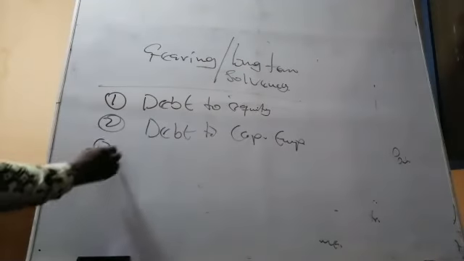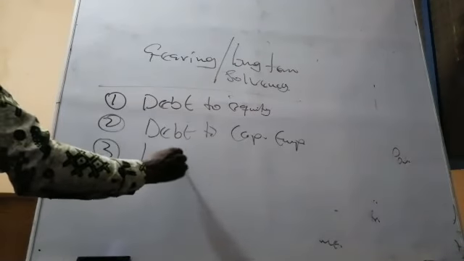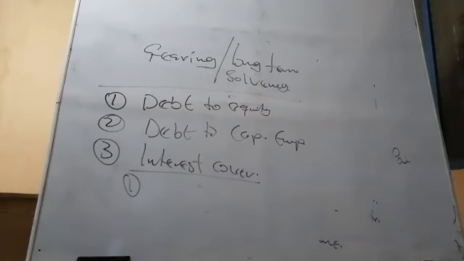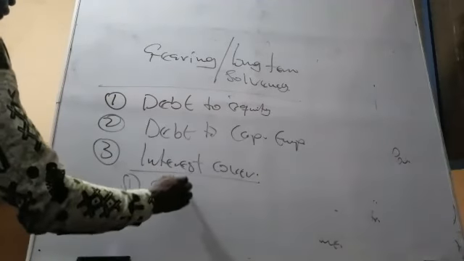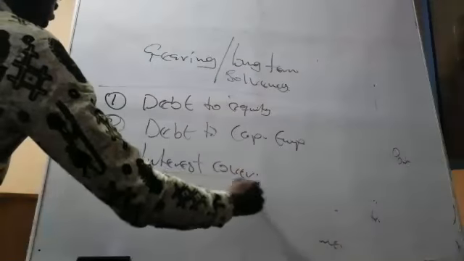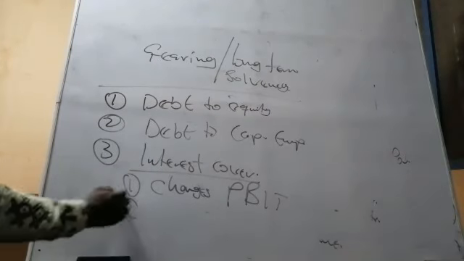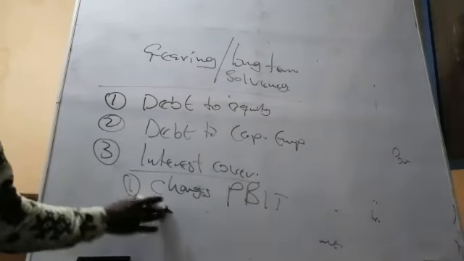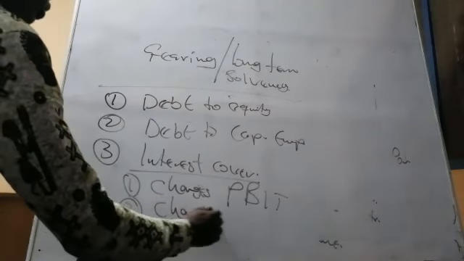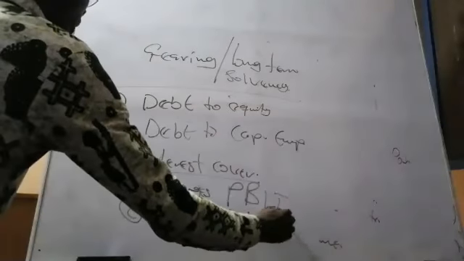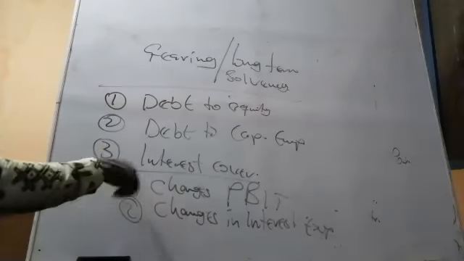Quickly go to number three, that's the interest cover. Number one, check the changes in your profit before interest and tax. So any item that affects profit before interest and tax also affects the interest cover. Number two, check the interest expense itself, whether the interest that they are paying has gone up. If it has gone up, it reduces the interest cover.